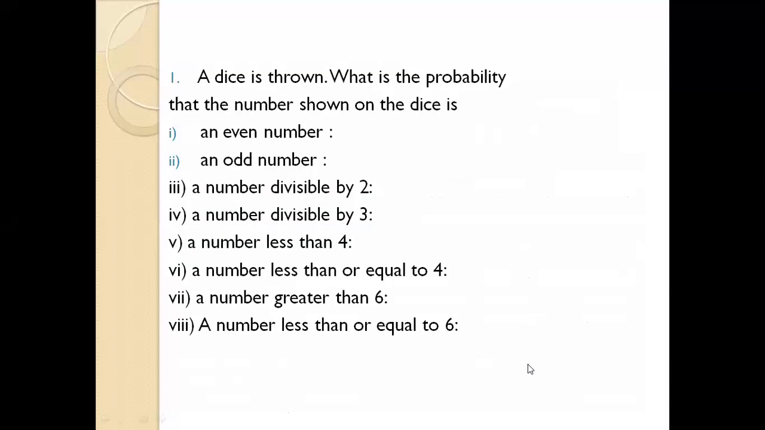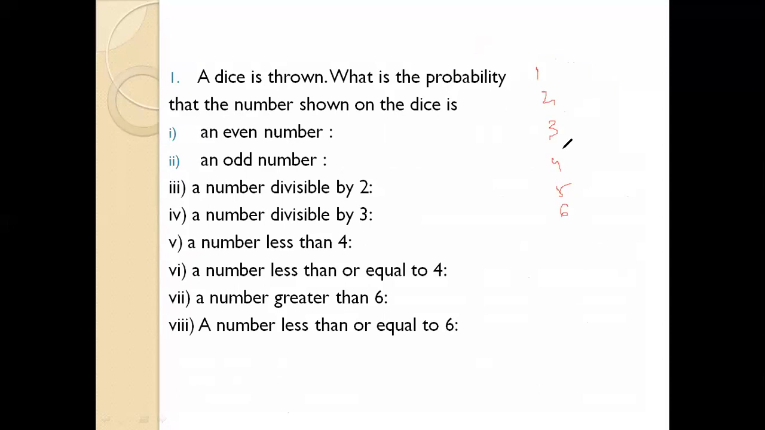Now, here is probability. Here you see the first question. A dice is thrown. What is the probability that the number shown on the dice is... Whenever a dice is thrown, on that dice we have mainly 6 numbers: 1, 2, 3, 4, 5, 6. Any one of these numbers appears on the dice.